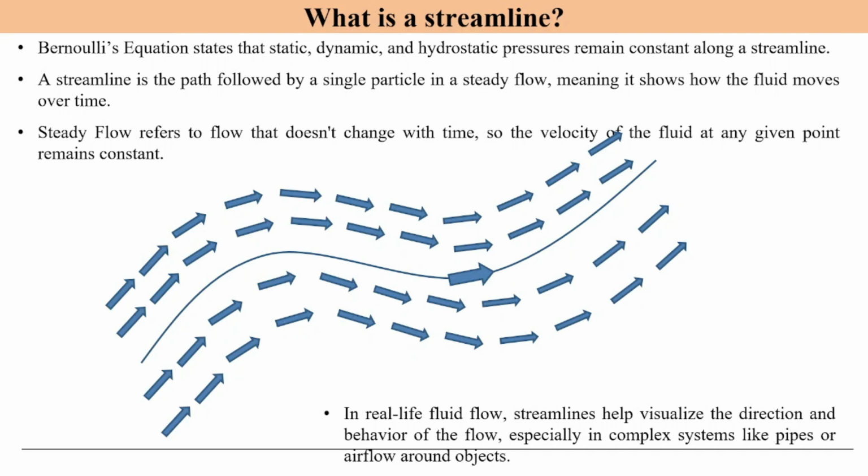In real life fluid flow, a streamline helps visualize the direction and behavior of the flow, especially in complex systems like pipes and airflow around an object. You can see the streamline of this fluid, and this is the direction of the flow, moving from the initial point up to the final point. It is following the same path. That's why one of the equation statements says that static, dynamic and hydrostatic pressure remain constant along the streamline.